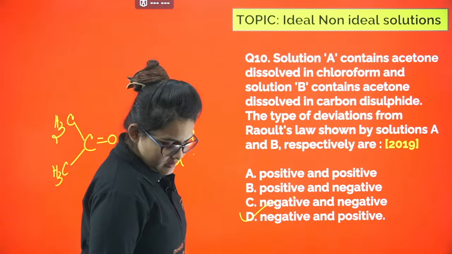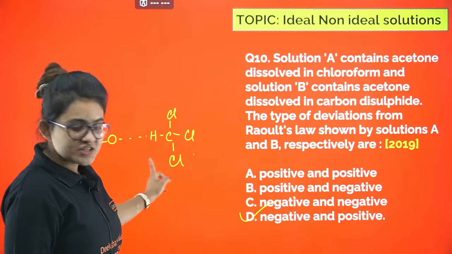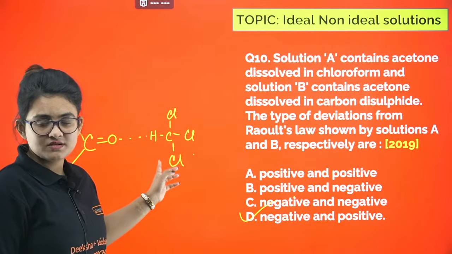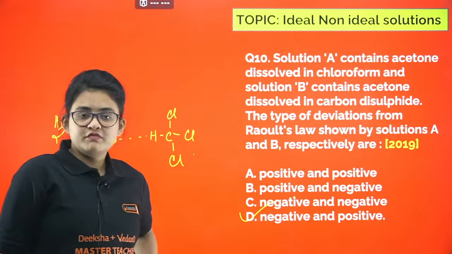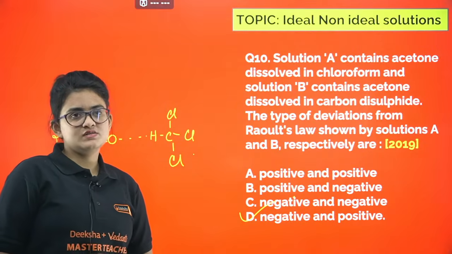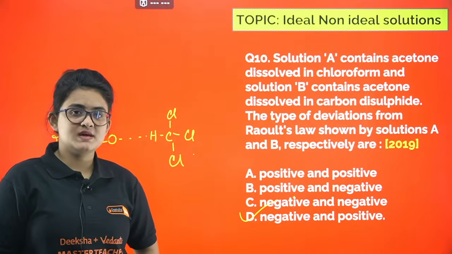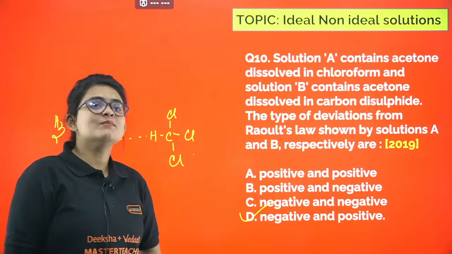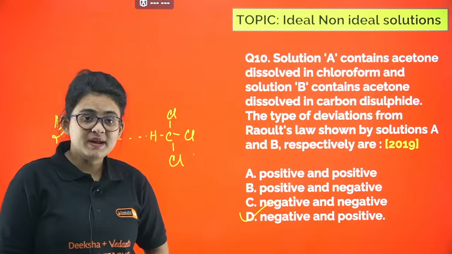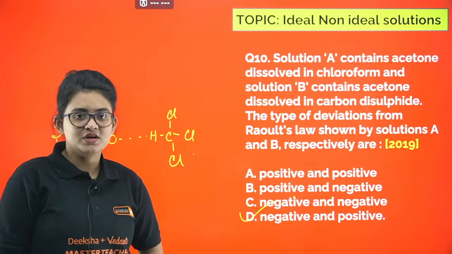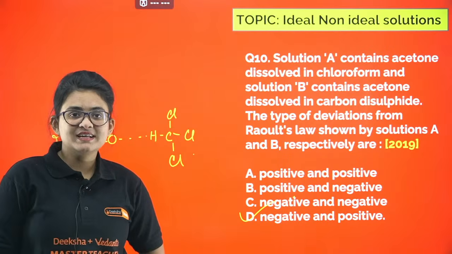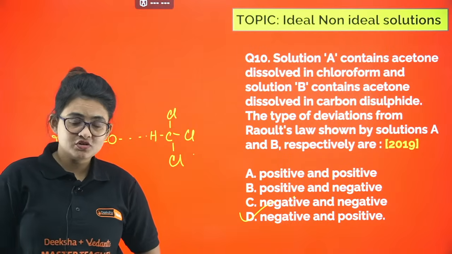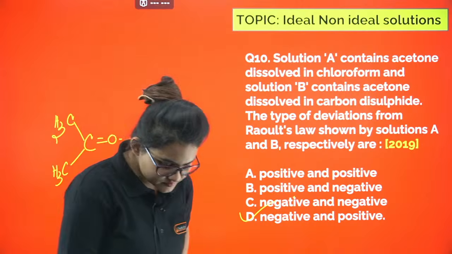So negative deviation, that is the condition for the negative deviation, right? And if you just see container B, it is carbon disulfide. Carbon disulfide has no dipole moment, and acetone has a dipole moment. So when they are mixed, AB interaction will be created. AB interaction will be weaker than that of the AA and BB individual interaction, so positive.